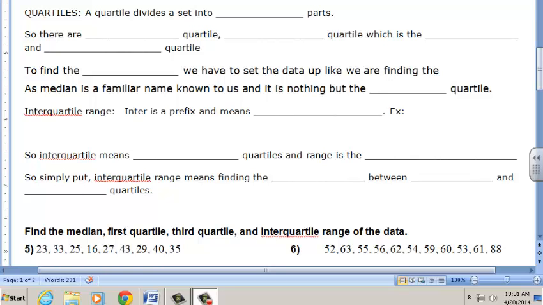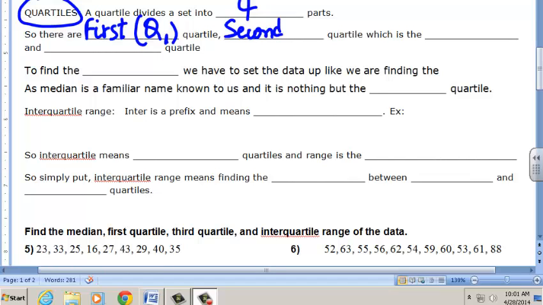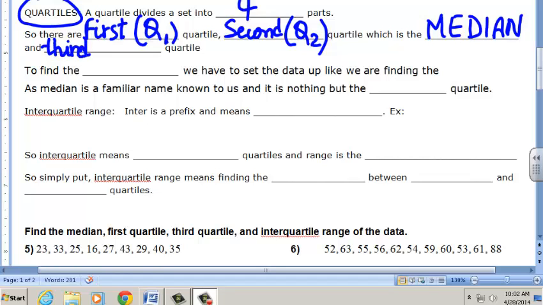Okay, let's go to what quartiles is. We know what quart means. Quart means 4. So a quartile divides a set into 4 parts. So there are quartile 1, so that's the first quartile, and we give it by Q, and like the 1 is written in the bottom, and then the second quartile, and you all know what this is, second quartile or Q2, which is nothing but the median, and the third quartile given by Q3.